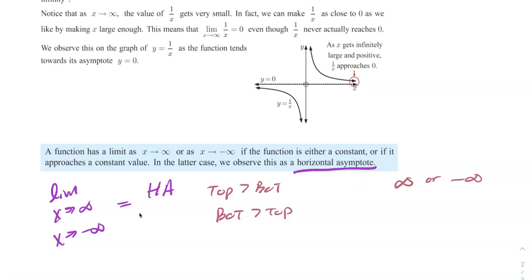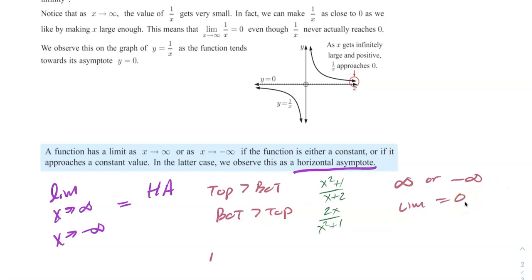So top bigger than bottom, something like x squared plus 1 over x plus 2. Right, top power is bigger than the bottom power. In this case, we would have infinity or negative infinity. We'll talk about that more later. Bottom bigger than top would be like, hey, 2x over x squared plus 1. In this case, the limit equals 0. The horizontal asymptote was y equals 0, but we're talking about limits, so limit equals 0.